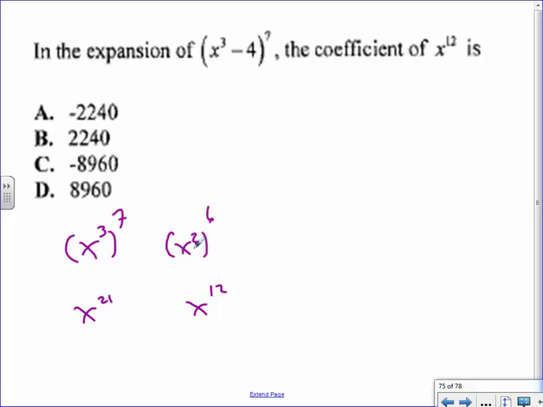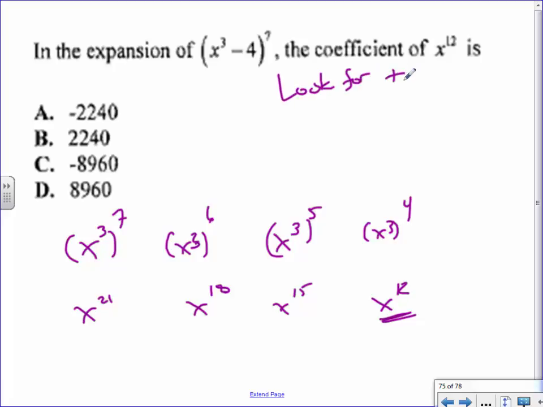Oh, sorry, no, it's x to the 3 to the 6. That's x to the 18. My bad. The next one would be x to the 3 to the 5. That would give you x to the 15. It's not that one either we're looking for. We're looking for the 4th term. X to the 3 to the 4. It's the one that will actually give me an x to the 12. So that was the first step here, is that I need to look for term 4.